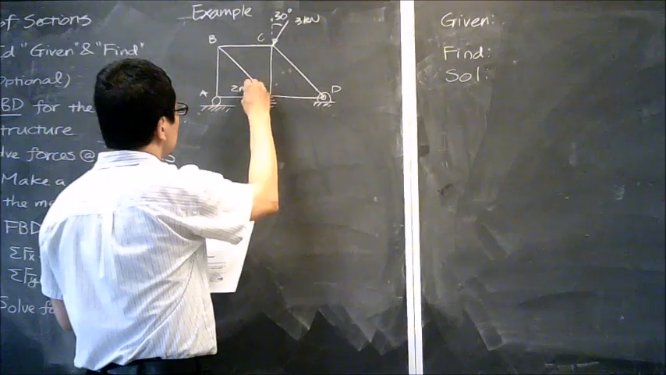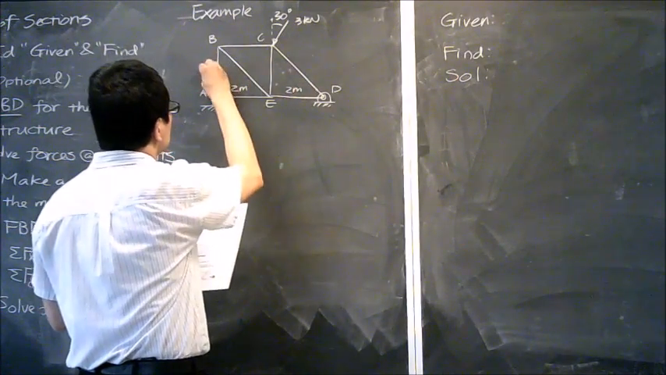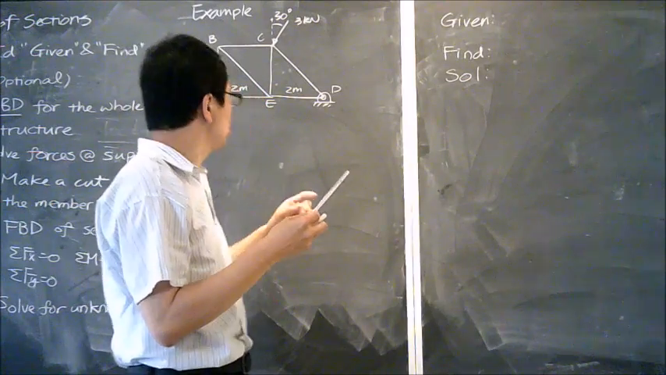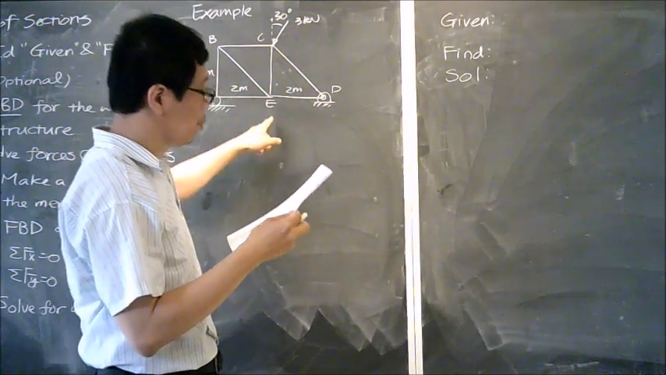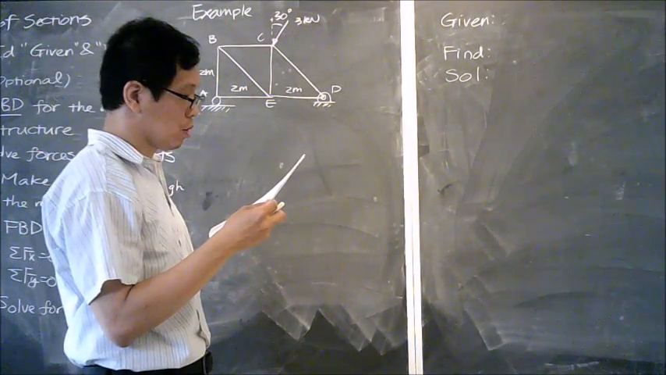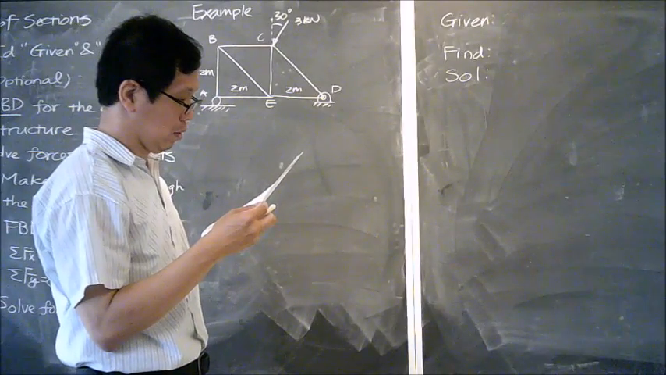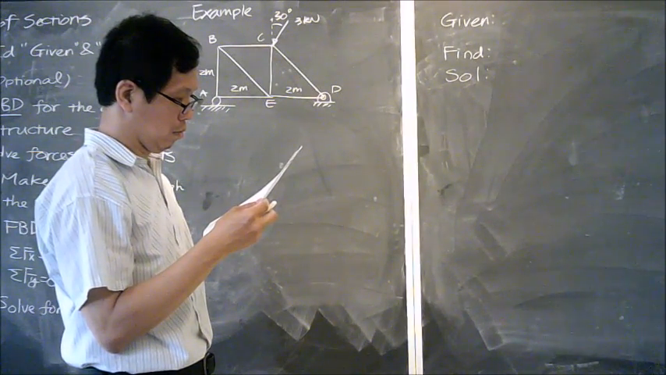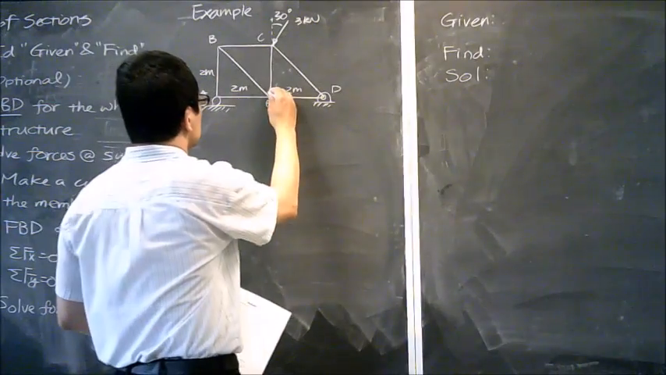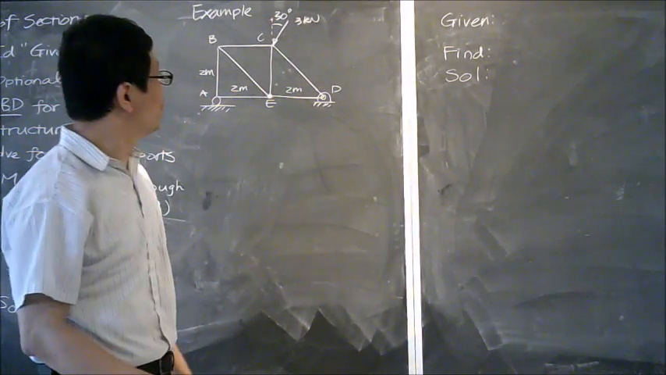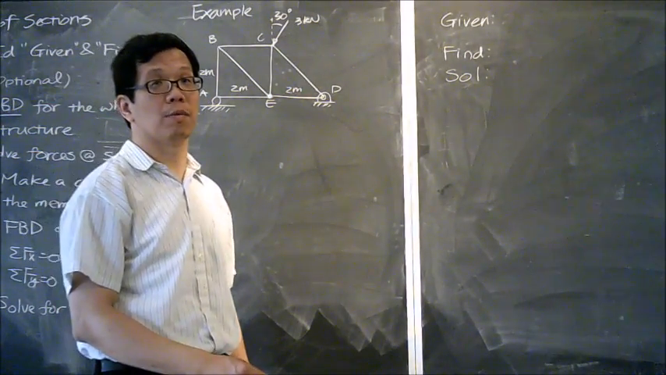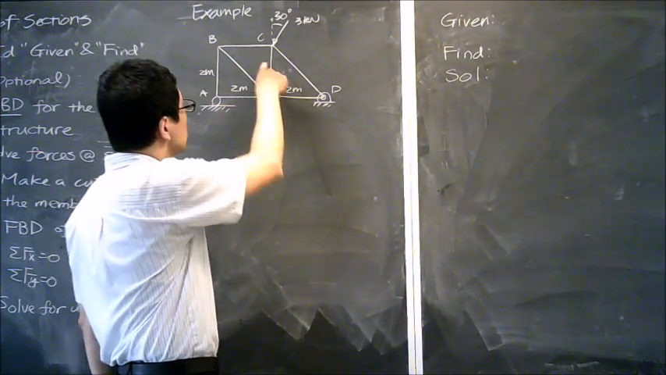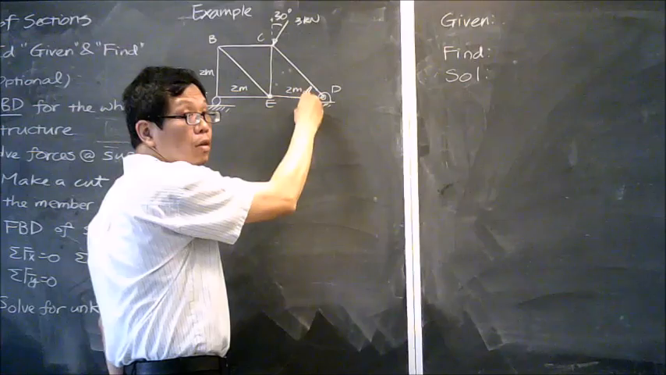So here is 2 meter, here's 2 meter, here's 2 meter. I would like to know the force of CE, this member, of the loaded truss. Okay. So before we start, let's figure out the geometry. This is 2 meters, this is 2 meters, so what is the angle over here?